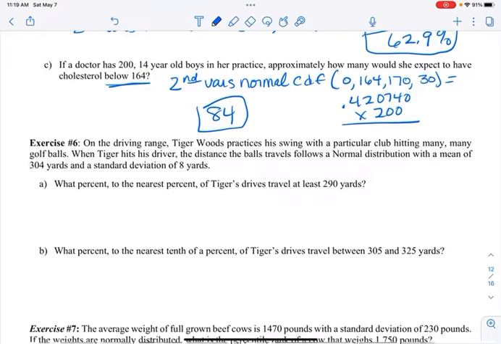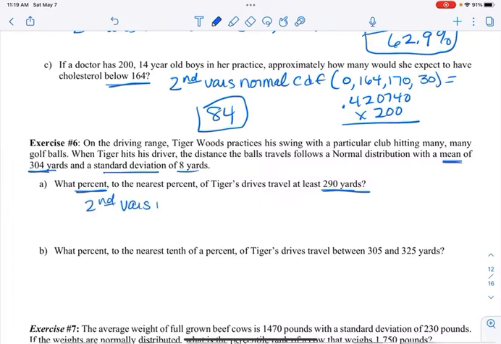On a driving range, Tiger Woods practices his swing with a particular club, hitting many, many golf balls. When Tiger hits his driver, the distance the ball travels follows a normal distribution with a mean of 304 and a standard deviation of 8. What percent, to the nearest percent, so I want a whole number, of Tiger's drives travel at least 290 yards? That means 290 yards or more.